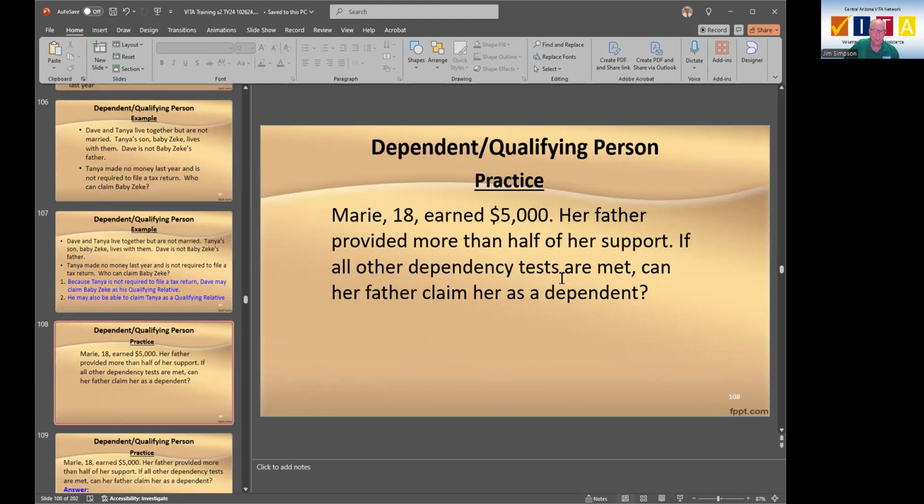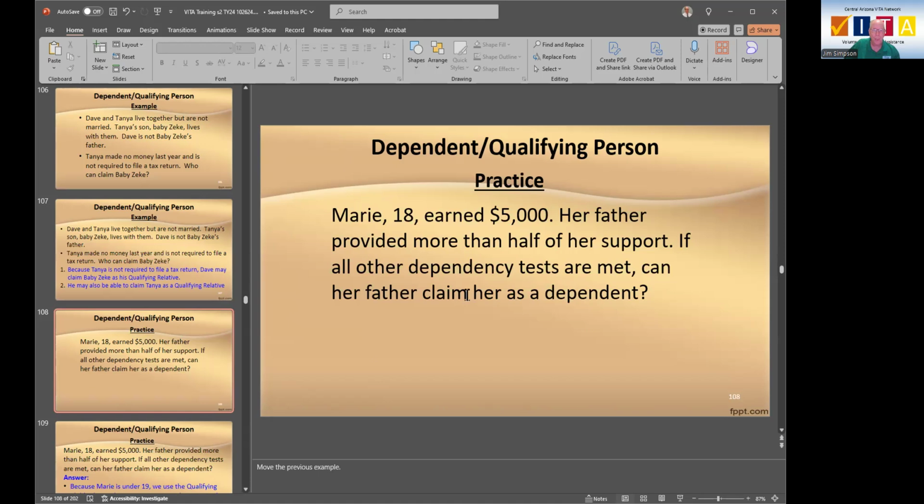Okay. Here's another one. Marie, 18, earned $5,000. Her father provided more than half of her support. If all the other dependency tests are met, can her father claim her as a dependent? Put the video on pause, go dig into your 4012, and come back and start it.